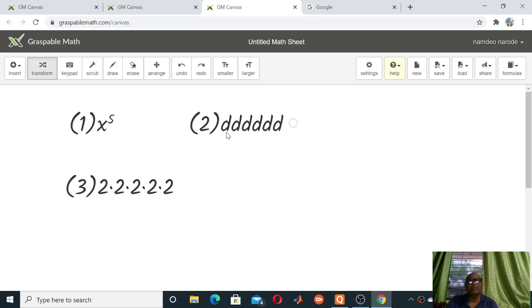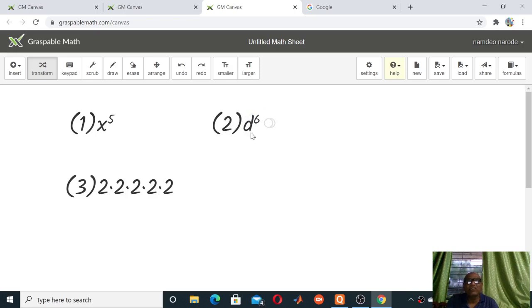In second example, d into d how many times? Multiplied by 6 times. And therefore, power of d equal to 6. Or in other words, we will say d raised to 6. How? See. Here power of d equal to 6.